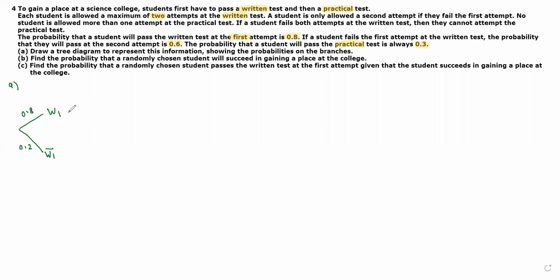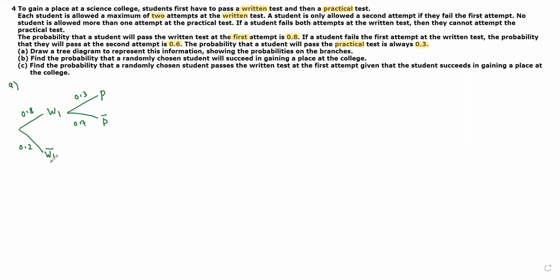If they pass the first written test, then they can attempt the practical test. So P represents passing the practical test. The probability of passing the practical test is 0.3, and the probability of failing is 0.7.